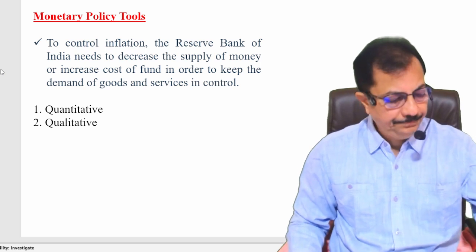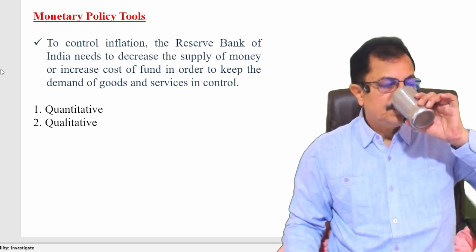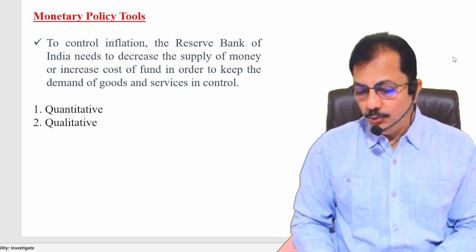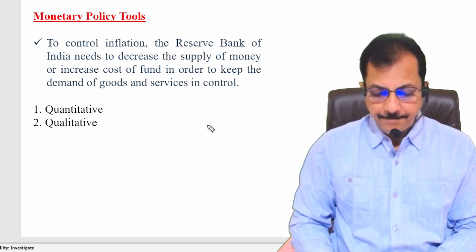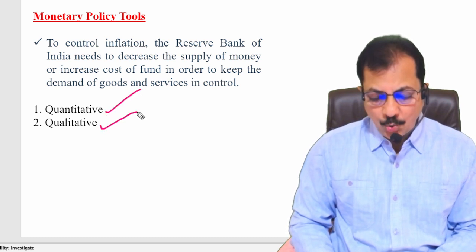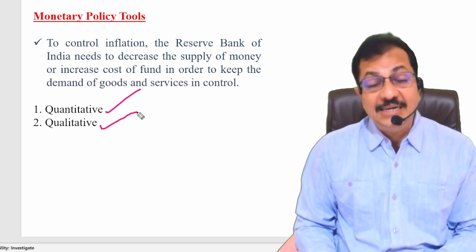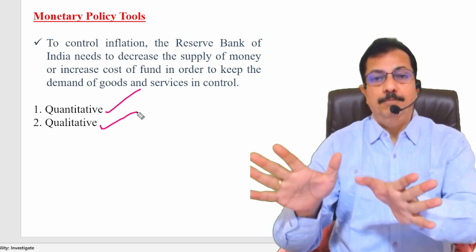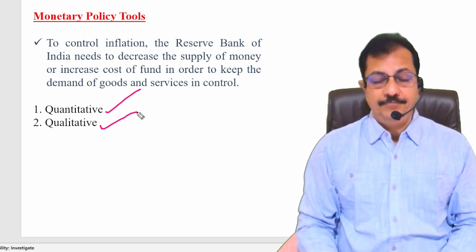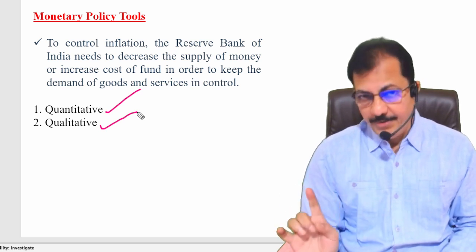Look at this. So, monetary policy tools. One is quantitative, the second one is qualitative. Quantity is the amount of money that you are spending or stopping; that is called quantity. What is qualitative? We'll be understanding now.